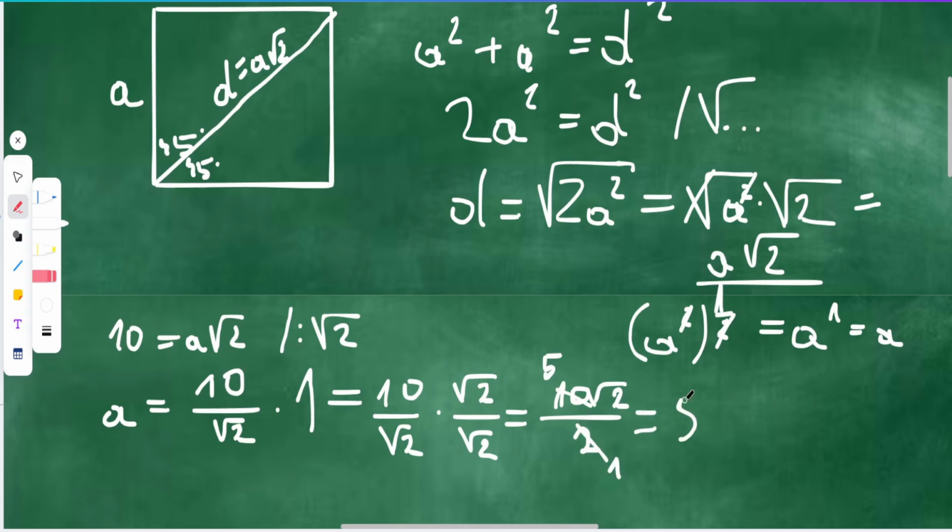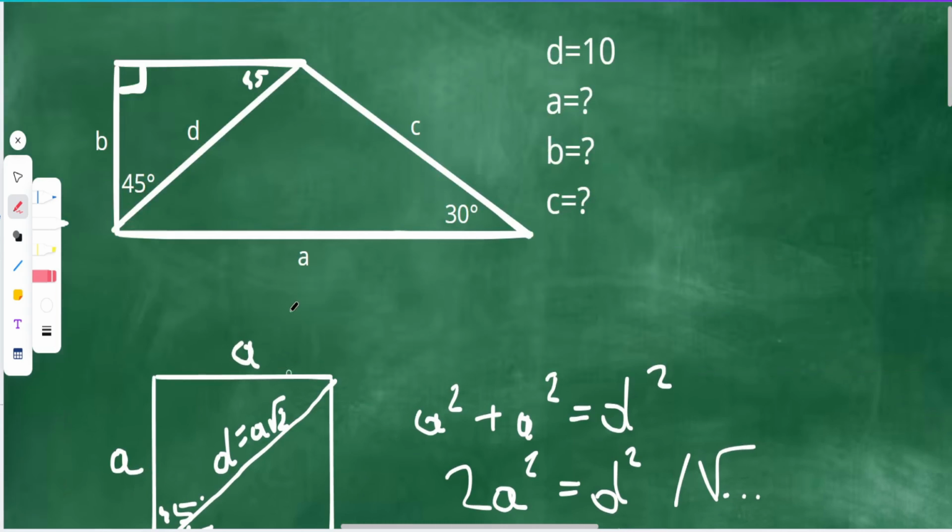After shortening 10 by 2, it gives us 5. We add the square root of 2, which follows us there. And we have calculated at this point, it is here. Let's see on our drawing. It is b, so here we can already enter that this is 5 square root of 2.